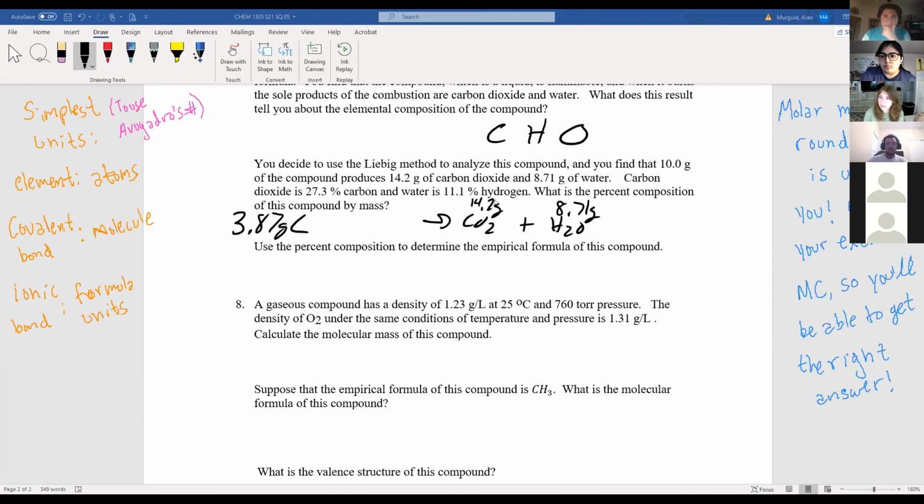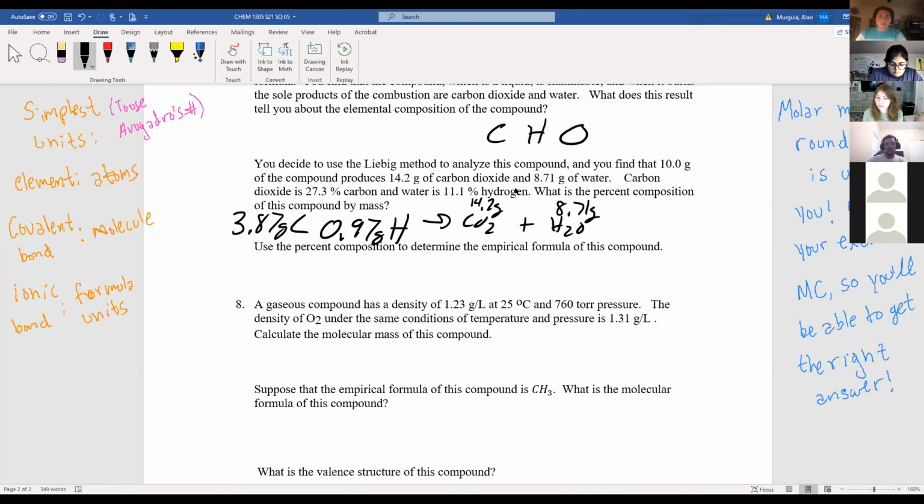0.97 grams of hydrogen, right? So if that's the case, that means that our compound that we're trying to find... what is the percent composition of this compound by mass?